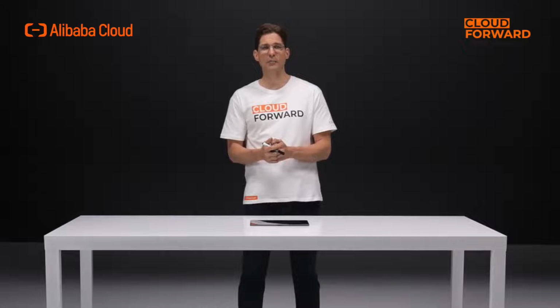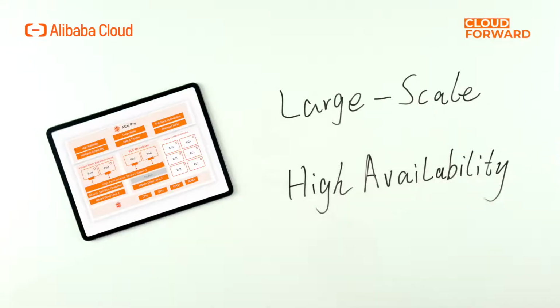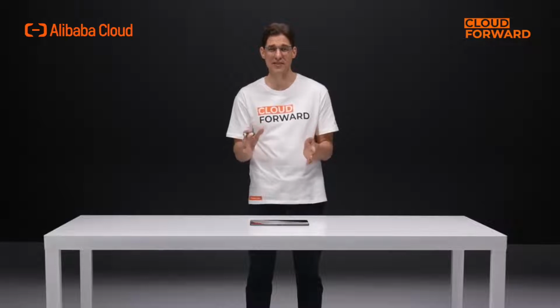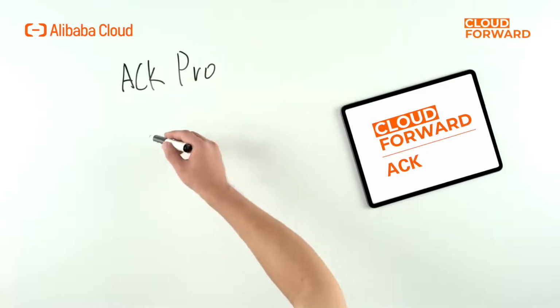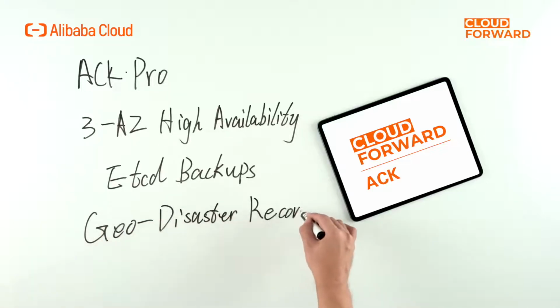The first thing we're going to talk about is large-scale high availability. ACK is one of the first container services to pass the Kubernetes conformance certification tests globally. For enterprise-level large-scale production scenarios, ACK takes one step further on reliability and security, and it provides SLA reimbursable Kubernetes clusters. Also, for enterprise users, we introduced ACK Pro that offers even more reliability in its control plane, supporting 3AZ high availability, etcd backups and geo-disaster recovery.